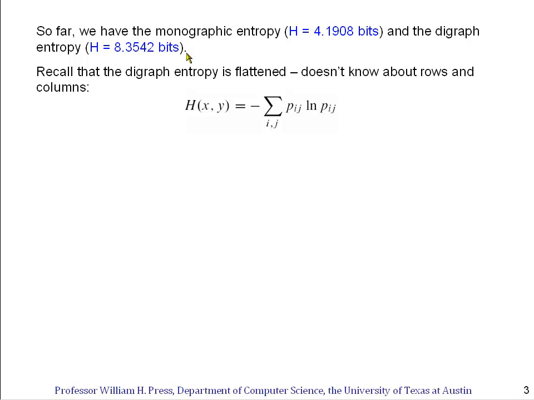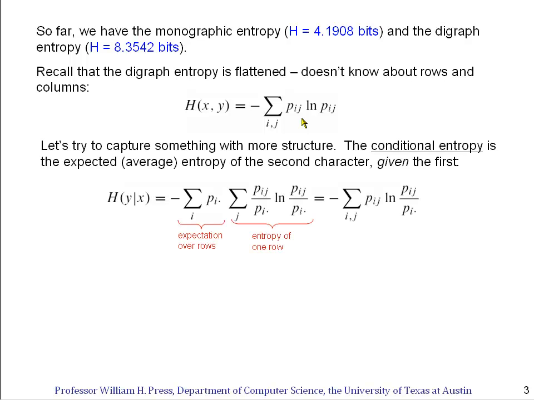Recall that the digraph entropy is computed, as I just said, by a sum over all 400 values of i and j, and it's just p log p of those individual values. So it's flattened in the sense that it's not using any of the structure of the pij, the fact that p is actually a matrix here, not just a vector. And therefore it's lost this idea that i is the index of a first amino acid and j is the index of a second amino acid. And that's what we want to now recapture by defining something called the conditional entropy.